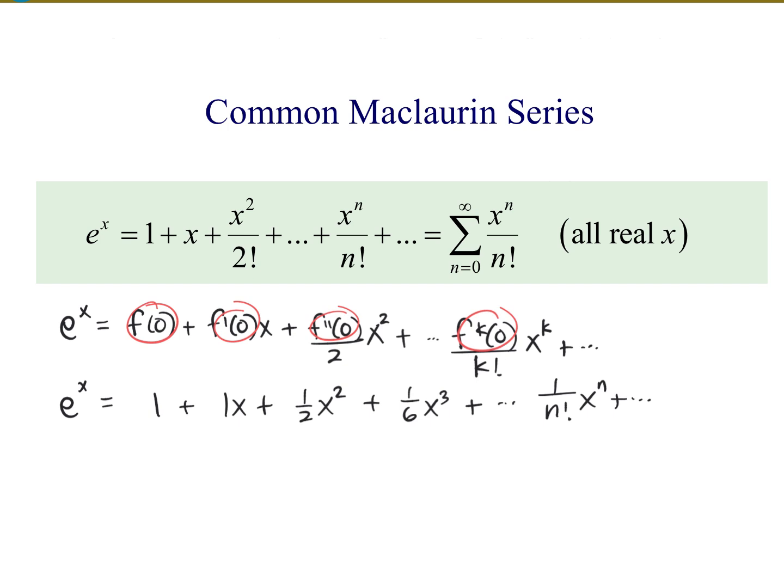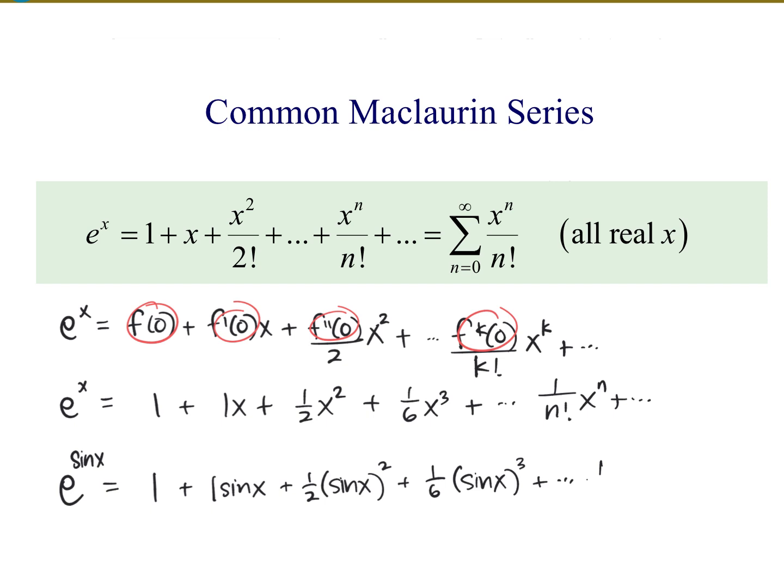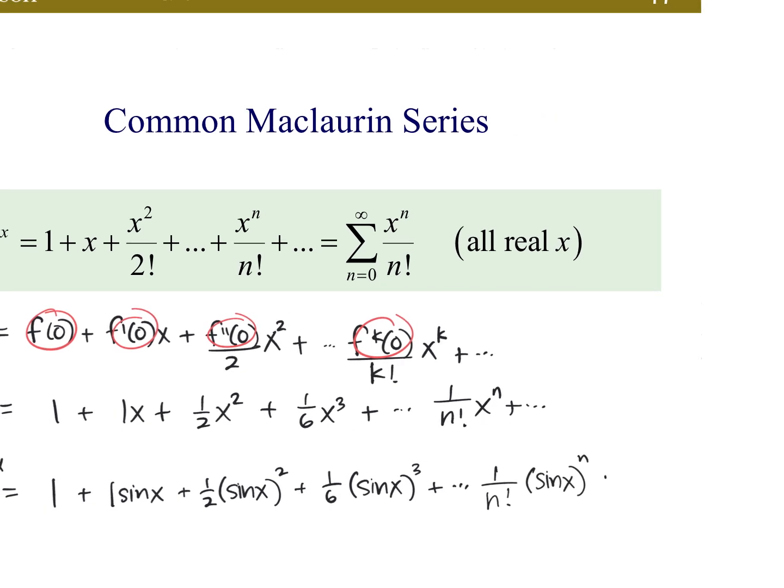So in a similar vein, and we saw this already, we dabbled with this last module, we should be able to build e to the sine x. And it would be built the exact same way. It's still going to start with 1. And then we would have 1 sine x instead of regular x. And then 1/2 quantity sine x squared. And 1/6 quantity sine x cubed. Dot, dot, dot. 1 over n factorial sine x to the nth would keep going. That would be your general term.